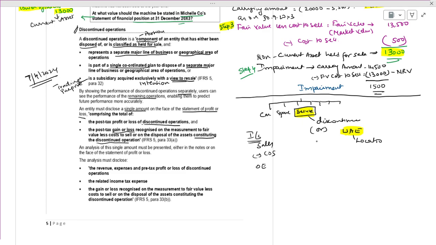An analysis of this single amount must be presented, either in the notes or in the statement of profit and loss account. What are the things we have to disclose? The revenue, expenses and pre-tax profit, any related income tax, and the gain or loss on measurement at fair value less cost to sell. We have done all these things in the previous chapter. Now it's almost a revision; almost every chapter is a revision.